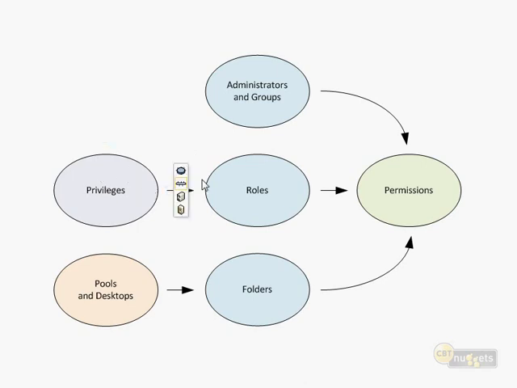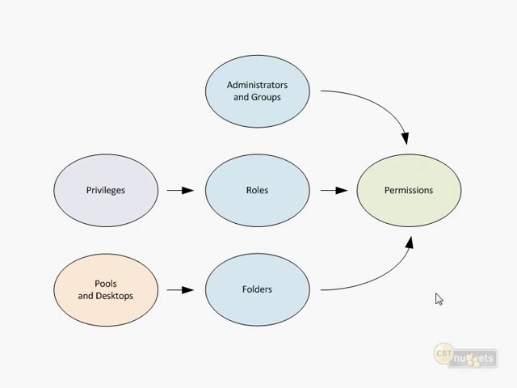So multiple privileges go into a role. One or more roles go into a permission. Now, also, a folder must go into a permission as well. A folder is made up of one or more pools and desktops. So I have a series of pools. I can put those pools and/or those desktops in folders, and then the folders get assigned permissions. Same thing with privileges. One or more privileges get assigned to roles, and those roles get assigned permissions. Same thing with administrators and groups. So this model, just keep this in mind.